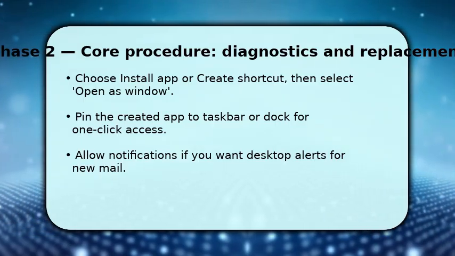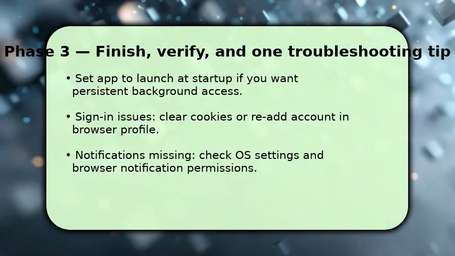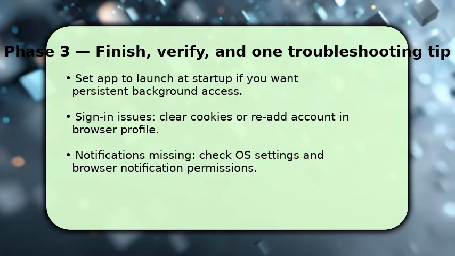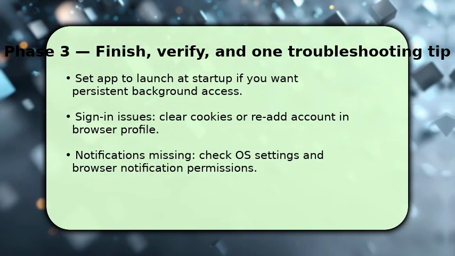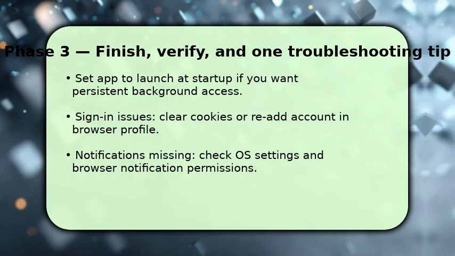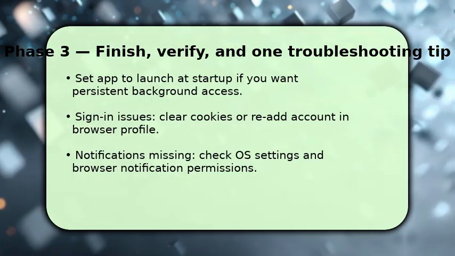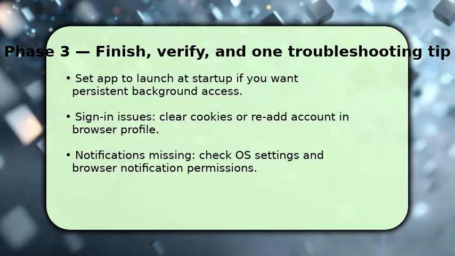To finish, configure the app to launch at startup if you need constant access. This keeps Gmail available without opening a browser first. Make sure sync is working by sending a test message. If mail doesn't update, clear cookies or re-login because stale credentials often block sync.